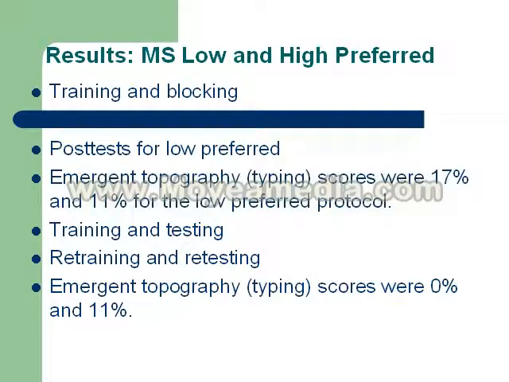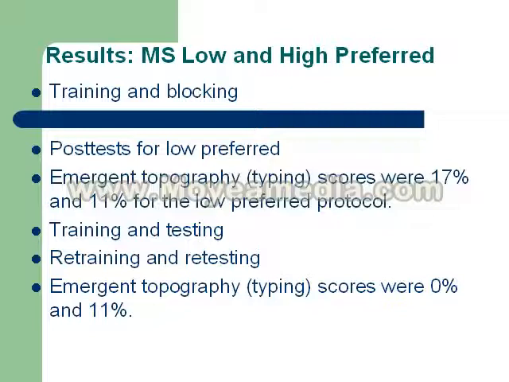MS's results for low preferred and high preferred protocols. The low preferred protocol was anatomy and the high preferred protocol was zoology. MS required the highest number of trial blocks to criterion to pass training trial blocks and required blocking on numerous trial blocks for both protocols, especially for text-to-text comparisons. Only 2 of 6 post-tests exceeded criterion following retraining blocks for the low preferred protocol. Emergent topography scores were 17% and 11% for the low preferred protocol.